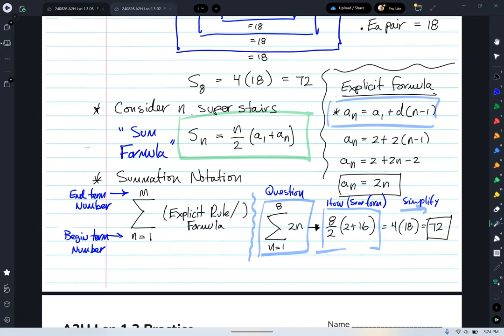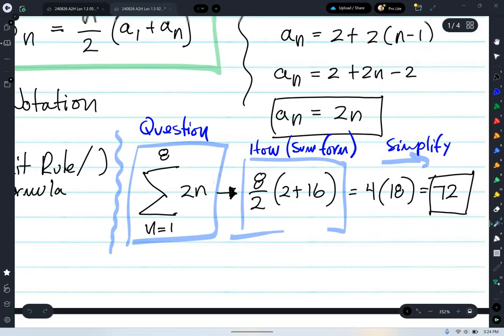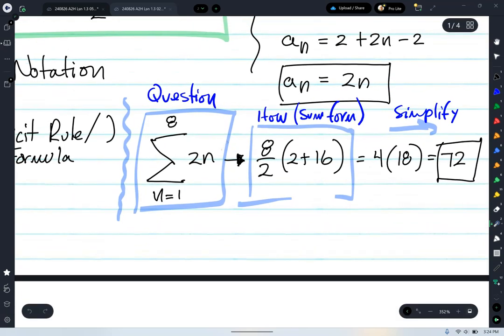Questions. Summation notation. How to find the sum of an arithmetic sequence. Oh, one more thing I wanted to talk about. Let's just talk about one more thing real quick. What if, I'm going to do this in a different color. What if I gave you this?